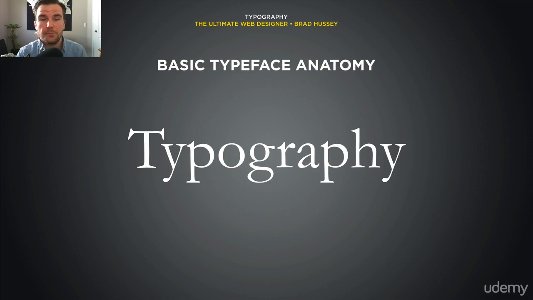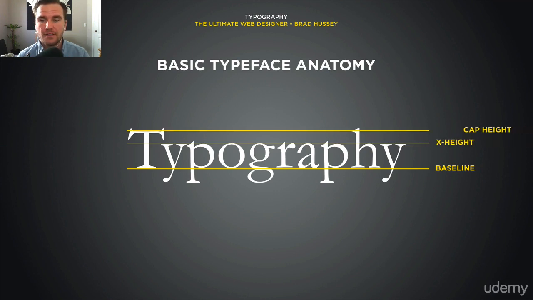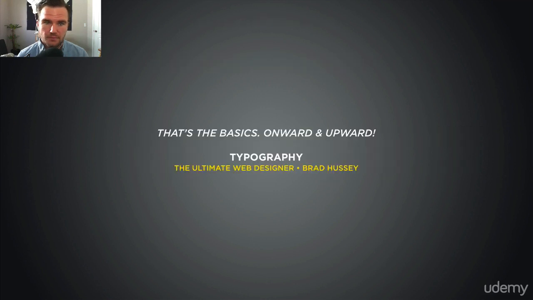Now let's look a little bit at some basic typeface anatomy. So here we have the word typography using a serif style font. So you could see here, this is called a serif. This is called an ascender. Here we have a descender. This is called the baseline. This is the X height. And this is the cap height.